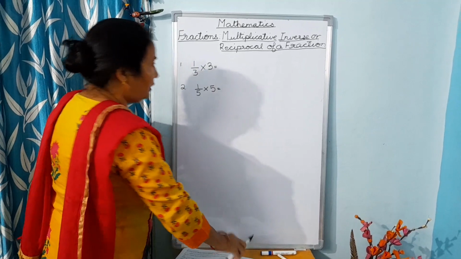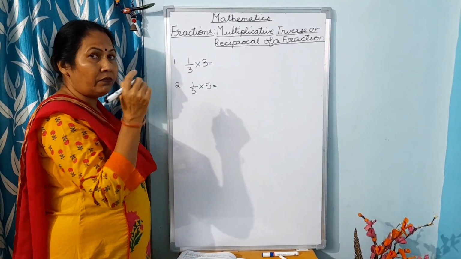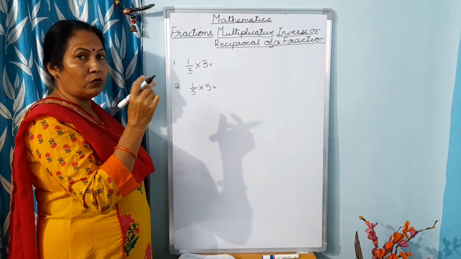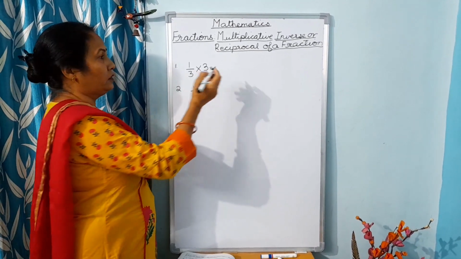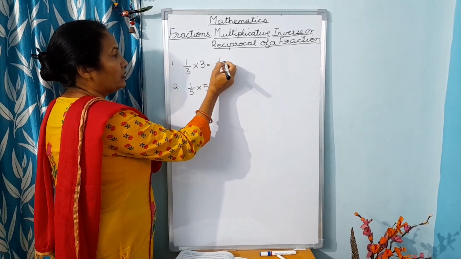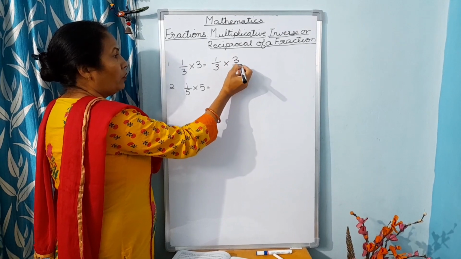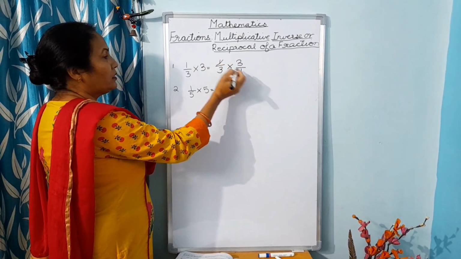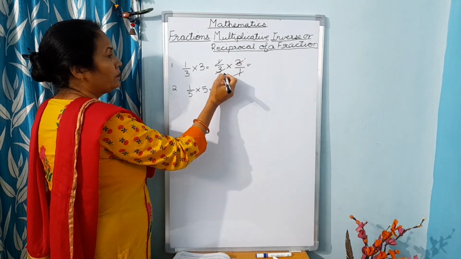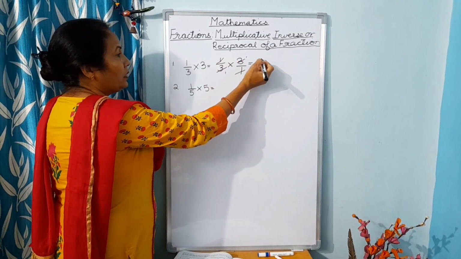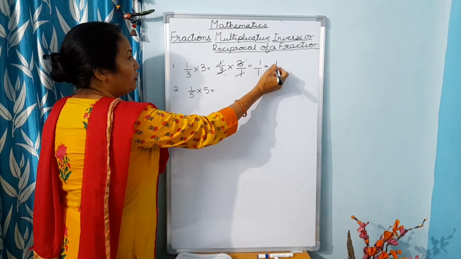Now children, see, here I have written 1 upon 3 into 3. I have explained to you that if you have a whole number, it is always upon 1 in fraction. So you will write it like this, 1 upon 3 into 3 upon 1. Now when you cancel this, what is your answer? 1 ones are 1 and 1 ones are 1. So your answer is 1.